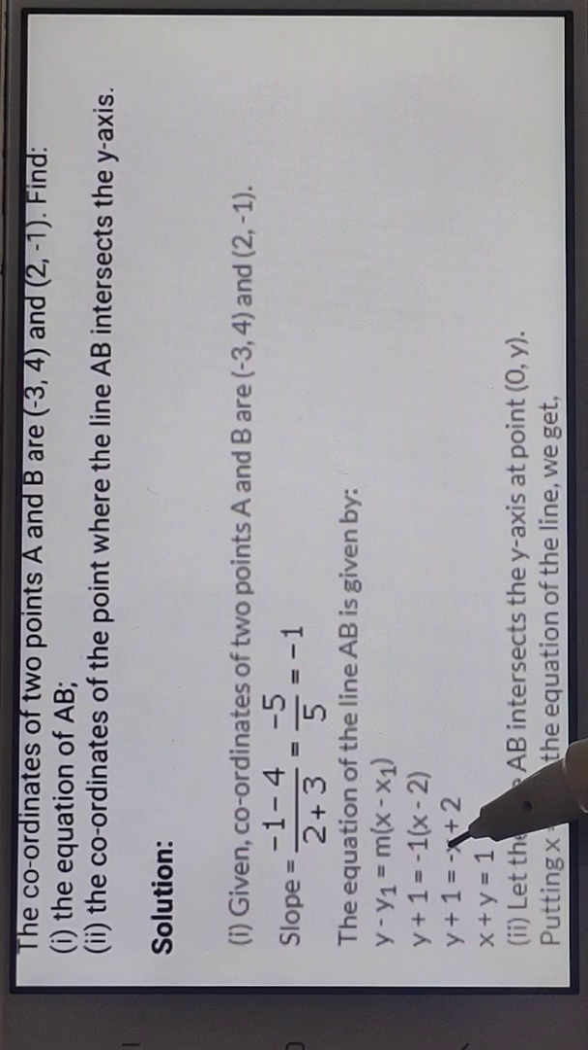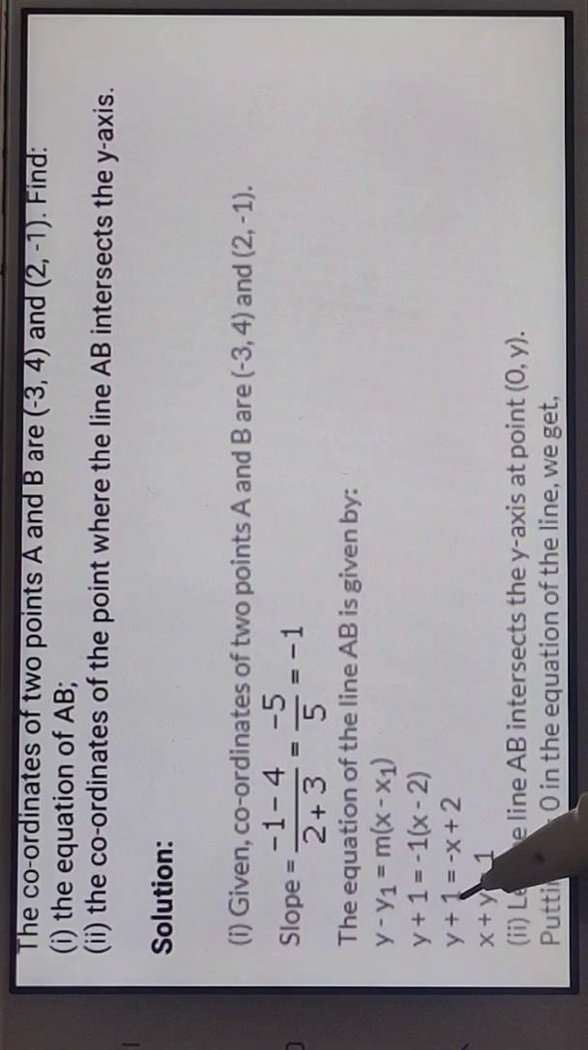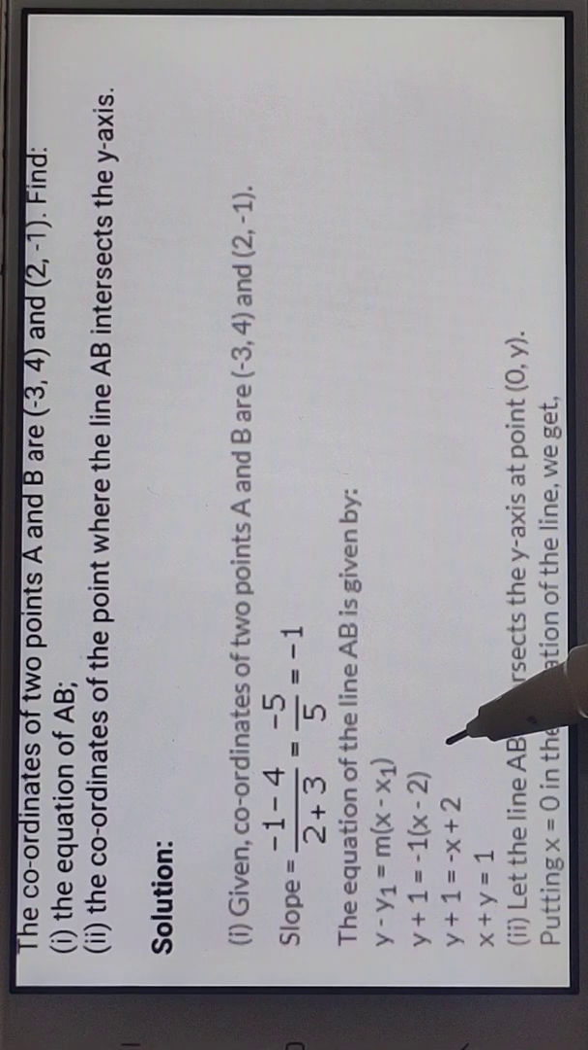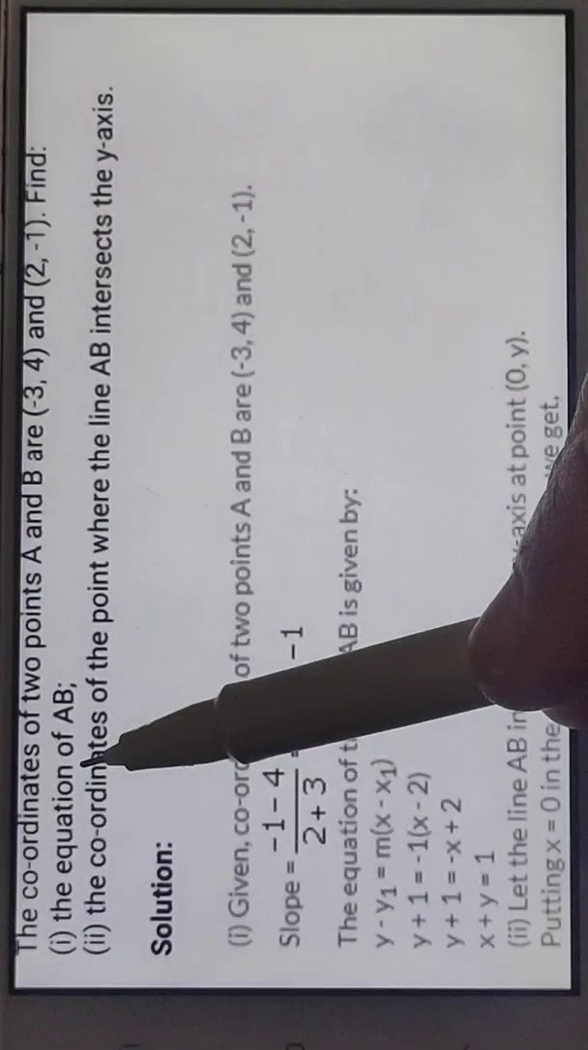So bringing this 2 and bringing this -x on the other side, and this 1 on the other side by transposing, it will be like this: that x will become plus, and 1 going on the other side will become -1. So 2 minus 1 will be 1. Therefore the required equation of the line will be x plus y is equal to 1. This is the answer for the first part.